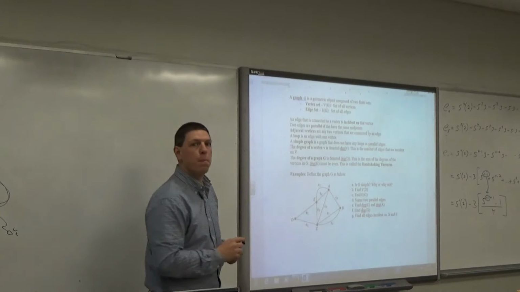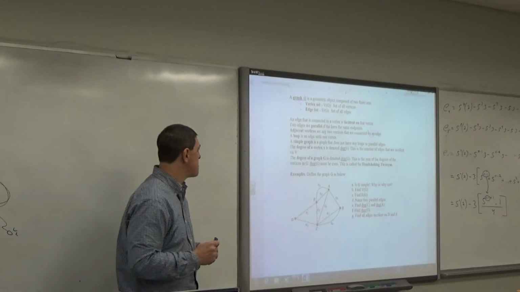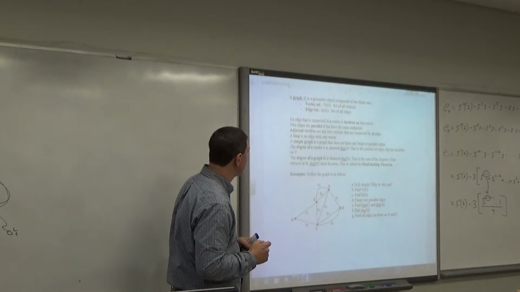That is, what is the sum of the degrees of the vertices? What does that mean?